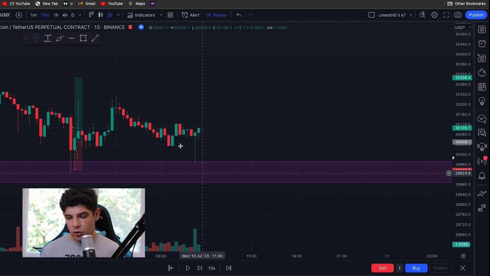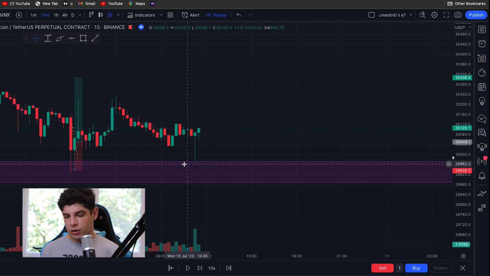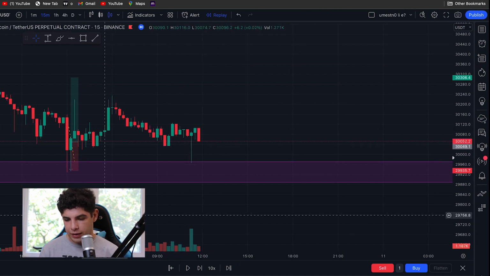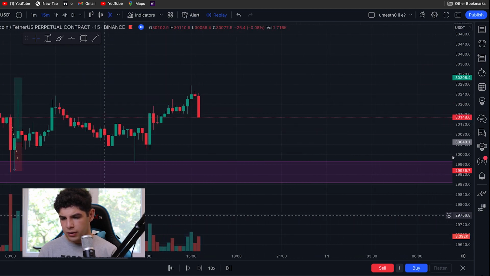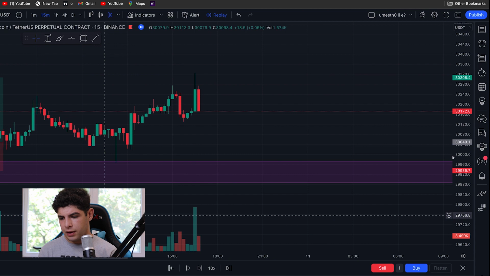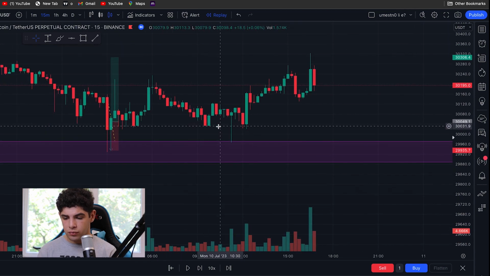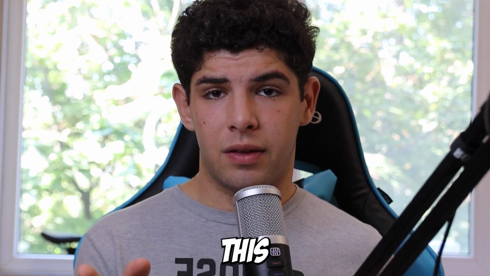Price might go back to this level, grab a little bit of more liquidity and go to the upside again. So let's see what happens. As you can see, price hit our level and now we got our take profit. So go and backtest this concept.